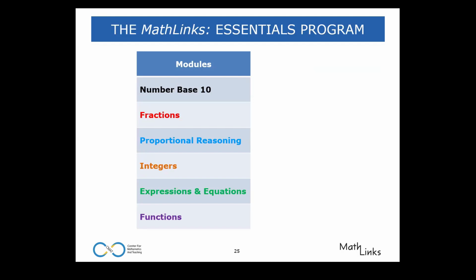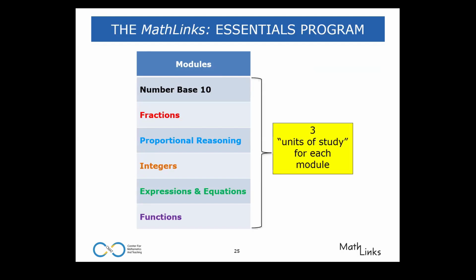MathLinks Essentials consists of these 6 modules. Each module has 3 consumable student packets. A digital version is available too. Packets from modules can be flexibly combined so you create the plan that your students need to catch up. And with just a few packets, you can teach the major work of the grade and review work that students may have missed to help them get back on track.